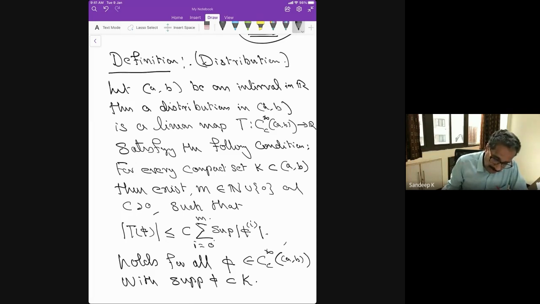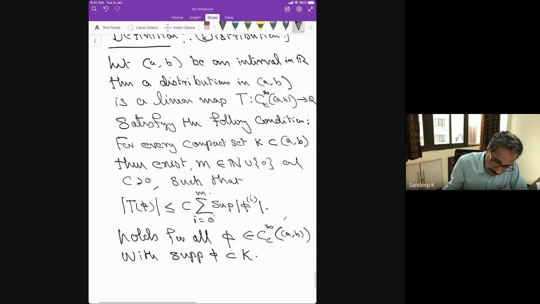Okay. So what is the condition? For every compact set K in AB, once a compact subset of AB is fixed, you will have a non-negative integer M and a positive constant C, such that this T of phi should be estimated from above by this kind of an estimate. Okay. So actually, this part of the definition talks about the continuity of this T with respect to certain topology and so on.